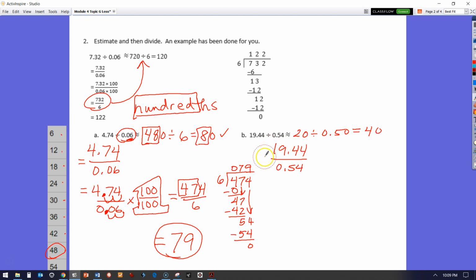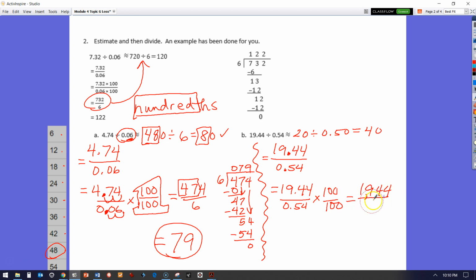If we walk through the other steps, let's go ahead and write our line out to the 5 and walk through the steps. So I know that they're both out to the hundredths, so I'm going to multiply by 100 over 100. And I'm going to get 1,944 divided by 54. All right?